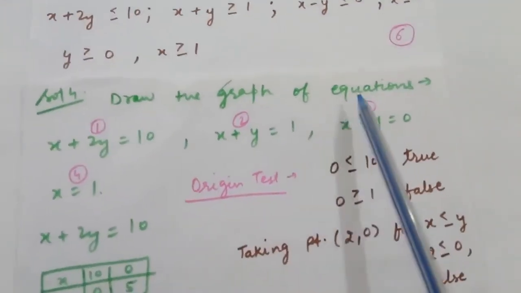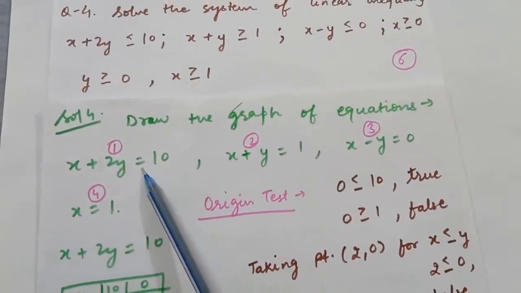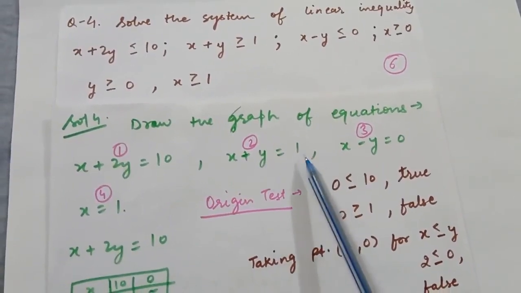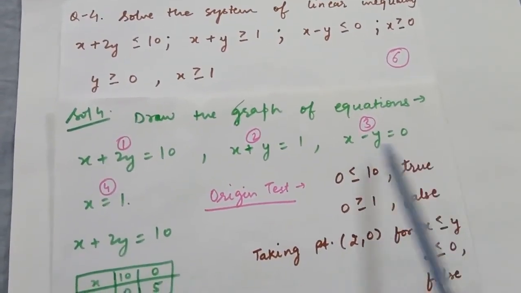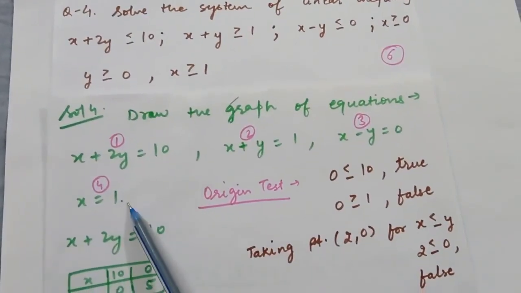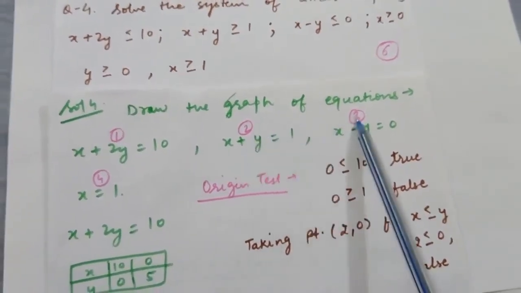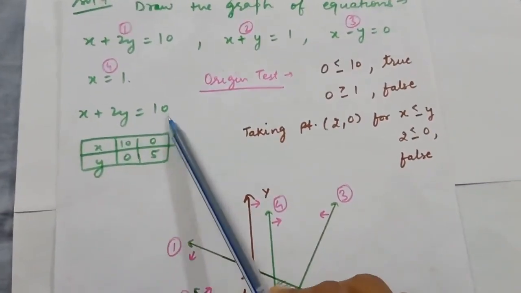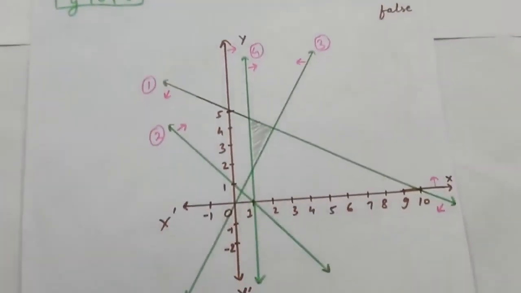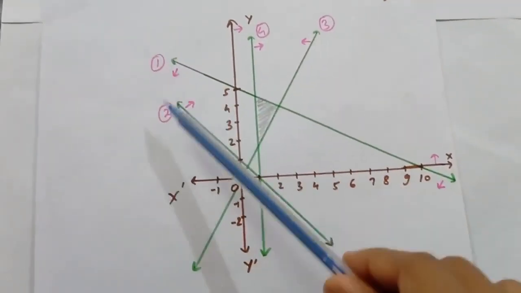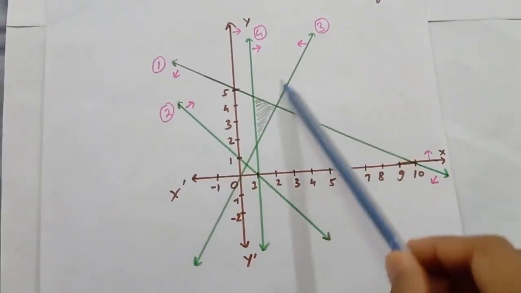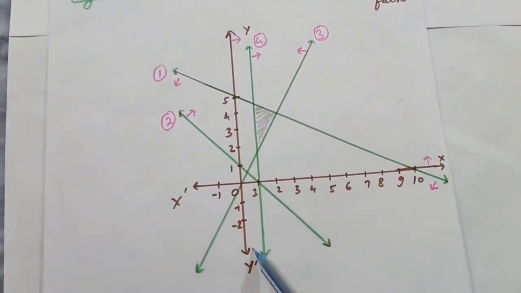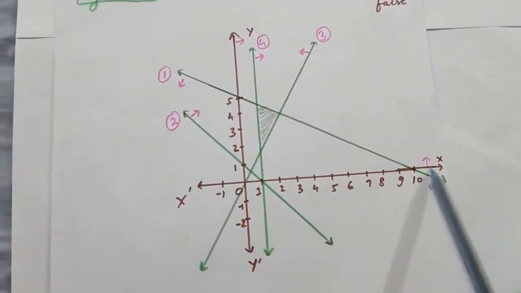So first of all, we will draw the graph of these equations. x plus 2y equal to 10, which I have labeled as 1, x plus y equal to 1, x minus y equal to 0, and x equal to 1. And I have also numbered them 2, 3 and 4. Right? So I have taken this point for x plus 2y equal to 10. You can take any point to draw the lines. So this is our first line, this is our second line, this is our third line, this is our fourth line, this is our line x equal to 0, and this is our line y equal to 0.